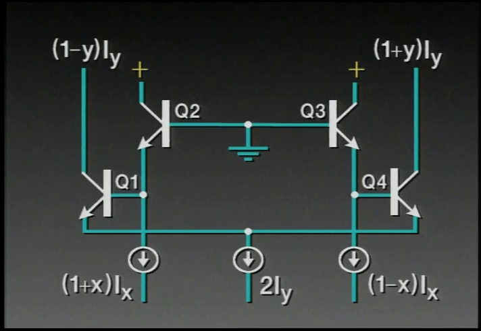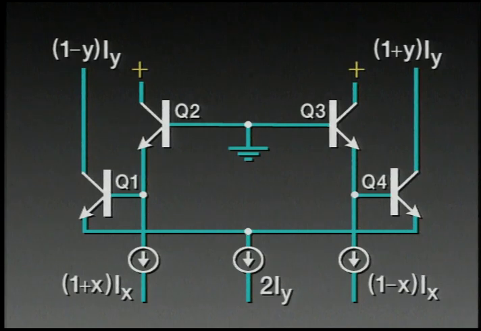Now, the next step in approaching the more familiar translinear multiplier would be to replace the individual currents, the one-quadrant currents, with pairs of currents which are complementary. In fact, here there's only one pair of currents at the input, and that is the pair 1 plus x times I sub x and 1 minus x times I sub x, and a fixed current shown as 2IY, which is supplied to the common emitter node of Q1 and Q4.